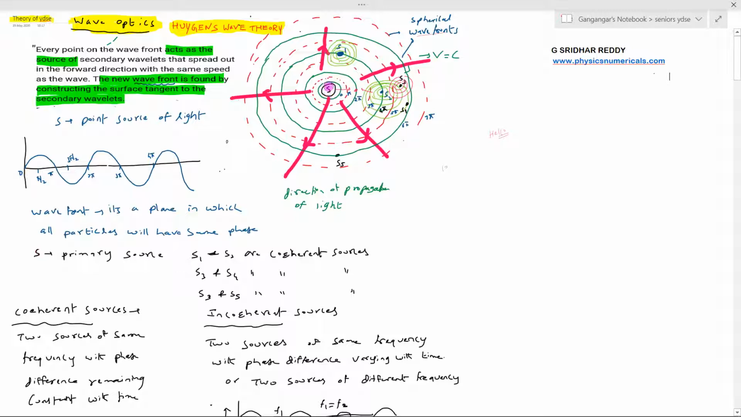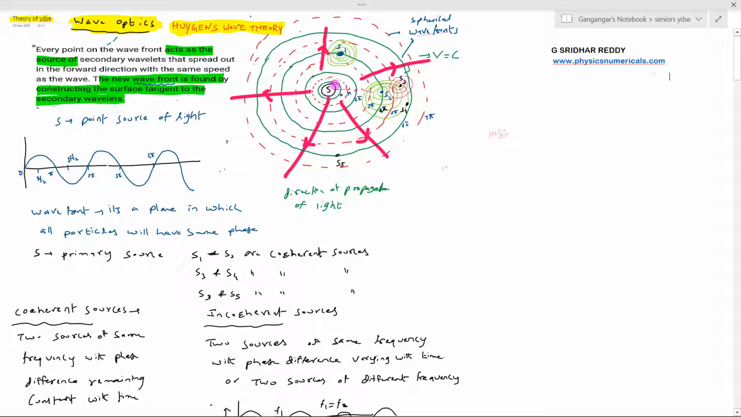Here Huygens proposed the idea of the wavefront. You can see I drew one circle with phase 0, so that is a wavefront of phase 0. Next, a dotted red circle is a wavefront of phase angle pi radian. Next, a wavefront of phase angle 2 pi, then 3 pi, 4 pi, 5 pi, 6 pi, and 7 pi.